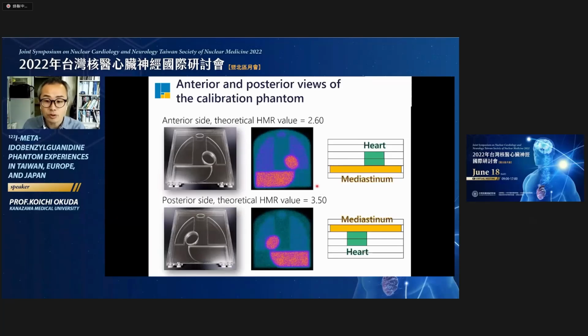Theoretical HMR values are 2.60 and 3.5 for anterior and posterior positions, respectively. The cardiac compartment is set at the same depth in the anterior and posterior positions. However, the depth of the mediastinal compartment, the yellow ones, is different at anterior and posterior views. So we can calculate two HMR values from one phantom.